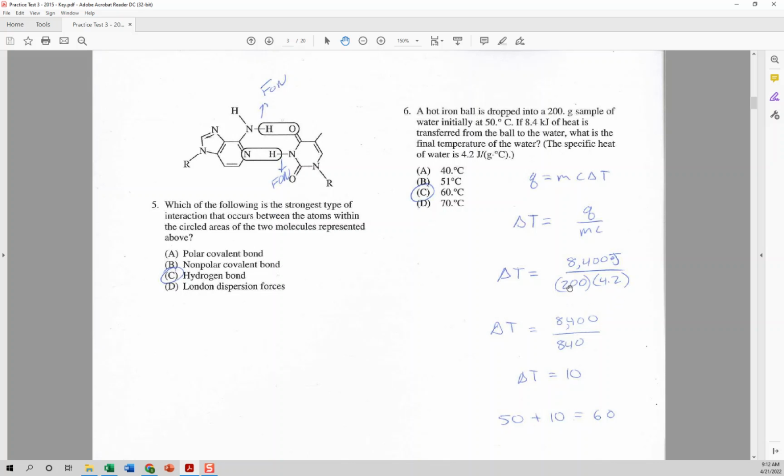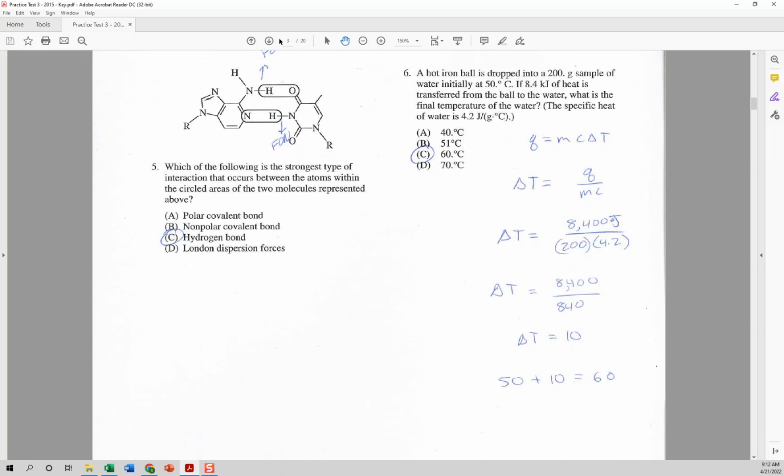So we got to do some mental math. 200 times 4.2, that comes out to be 840. Now this is pretty easy. 8,400 divided by 840 is 10. So the delta T is 10. So if we start at 50 and we change by 10 degrees, we're going to go up to 60. Now, the main thing here is to understand that the water would increase in temperature, not decrease in temperature. If it was losing this much energy, then our answer would be 40. But in this case, it was gaining that much energy. So we're going to go from 50 to 60. Okay, so let's go to the next one.